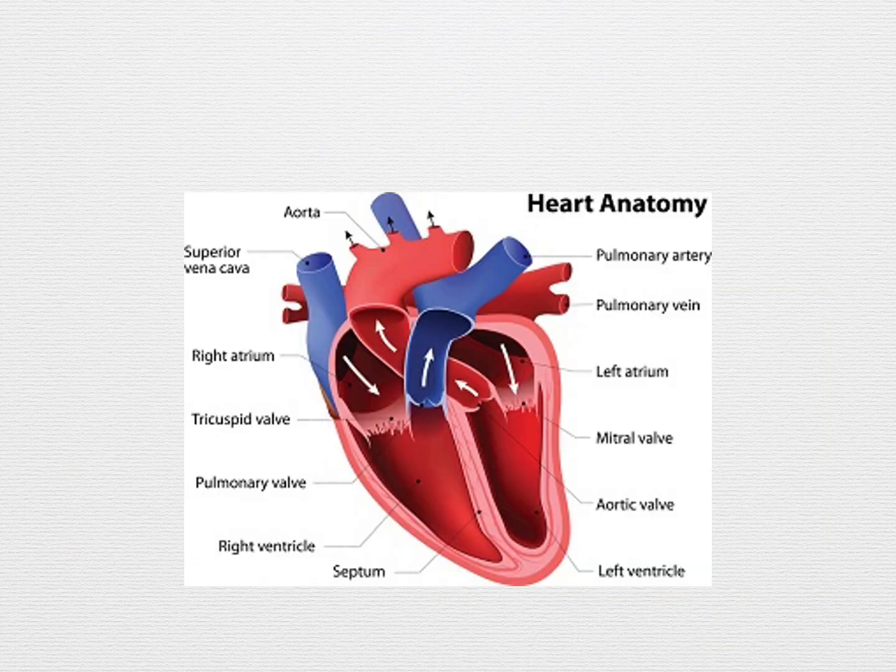So here is a diagram to represent the different valves of the heart. There is the tricuspid valve between the right atrium and the right ventricle, the pulmonary valve between the right ventricle and the pulmonary artery, the mitral or the bicuspid valve between the left atrium and the left ventricle, and finally the aortic valve between the left ventricle and the aorta.